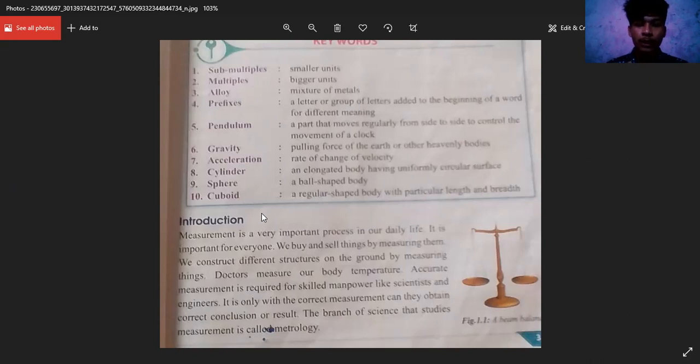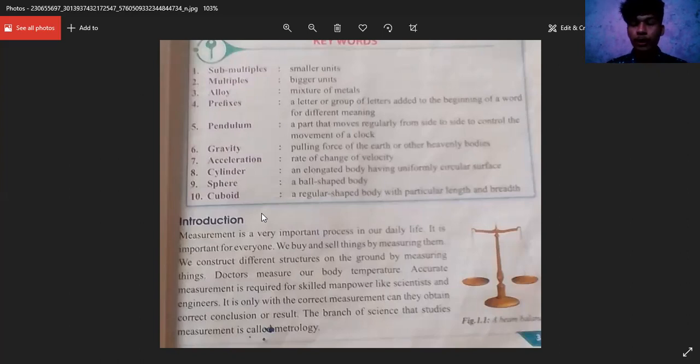They will keep a thermometer in your armpit, right? Then they will measure it. With the thermometer, that thermometer will give the temperature. And that's also our example of measurement. They are measuring our temperature. Similarly, accurate measurement is required for skilled manpower.